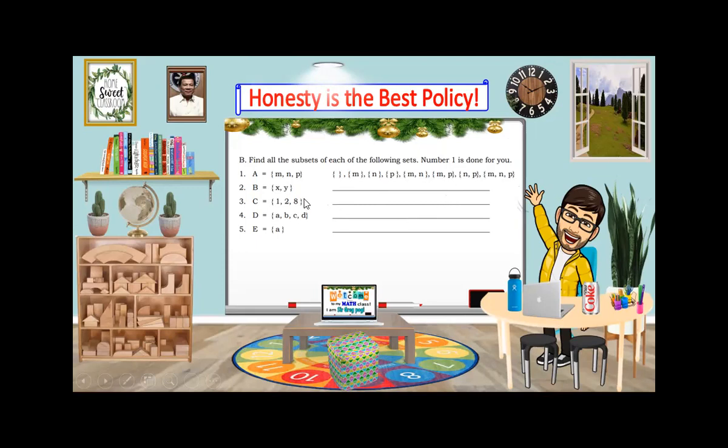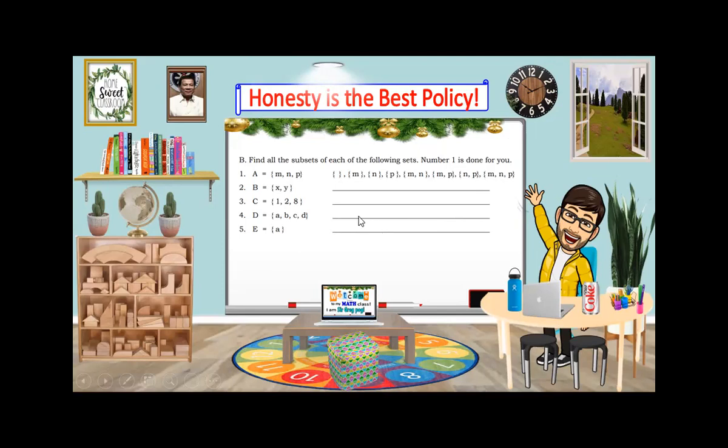Then for number 3, sige nga. Yes, null set muna. Then 1, 2, 8. Very good. Then 1, 2, 1, 8, 2, 8. Very good. Then, ang last ay yung tatlo, 1, 2, 8. Very good. Diba? Ang galing. The number 4, again, yes, null set.